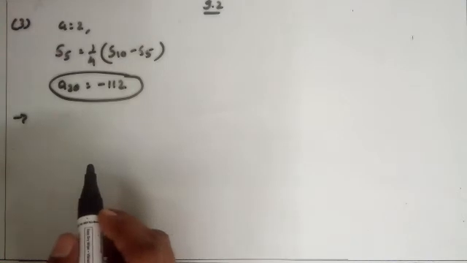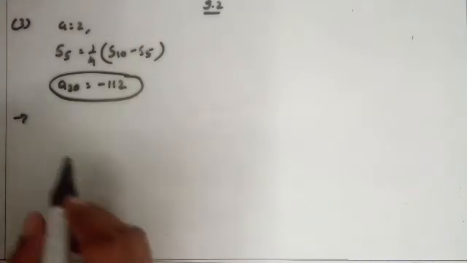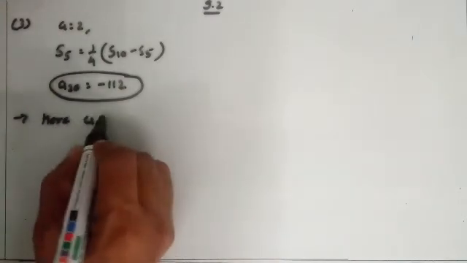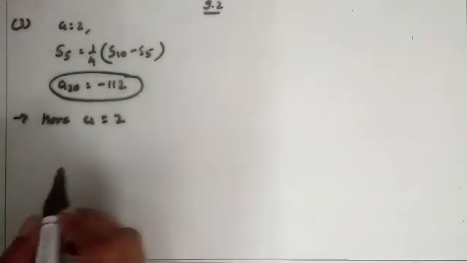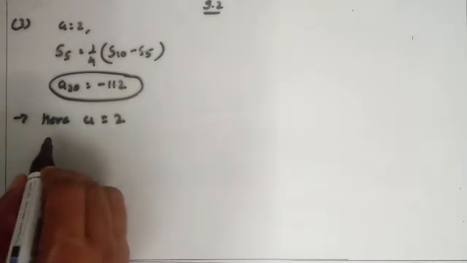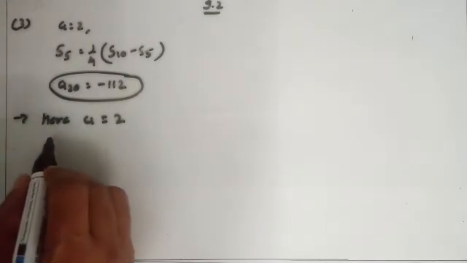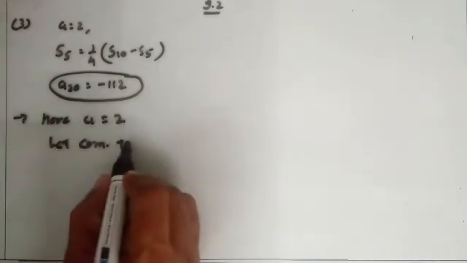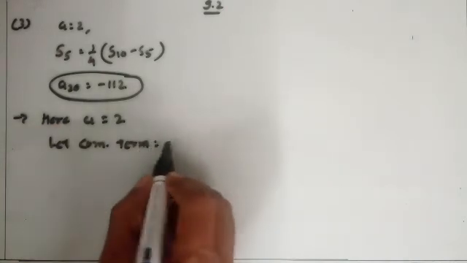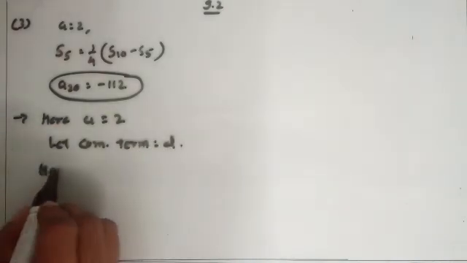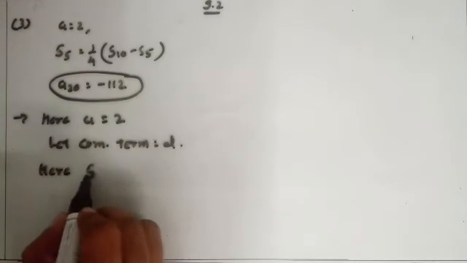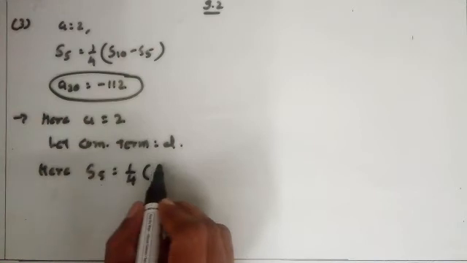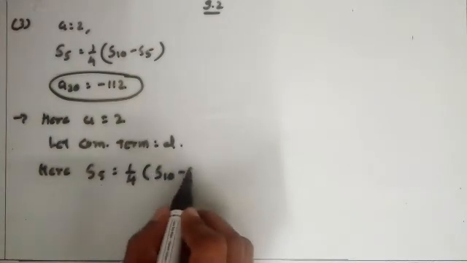Here the given first term a is equal to 2, and suppose the common difference is equal to d. Here it is given that the sum of the first 5 terms is equal to 1/4 of the next 5 terms, that is S10 minus S5.